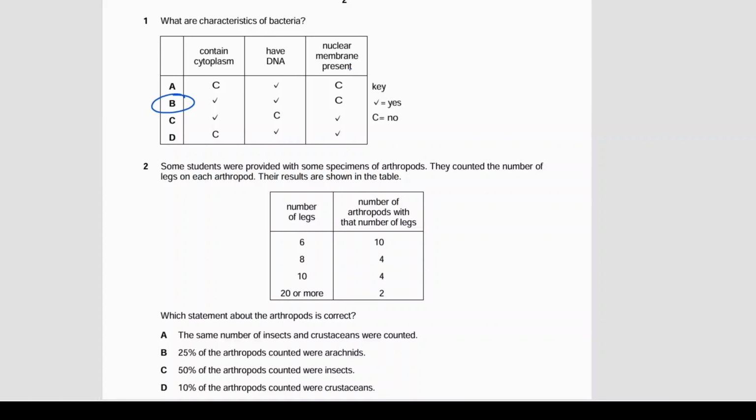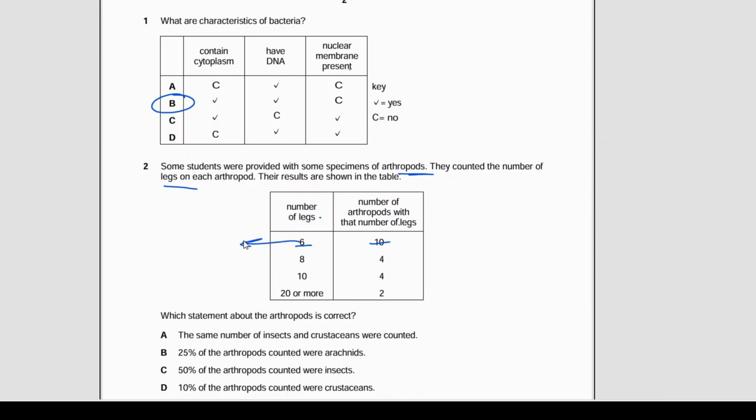Okay. The next one is some students were provided with some specimen of arthropods. They counted the number of legs on each arthropod. The results are shown in the table. Number of legs are 6. Number of arthropods with the number of legs are 10. Okay. Which arthropods have 6 legs?